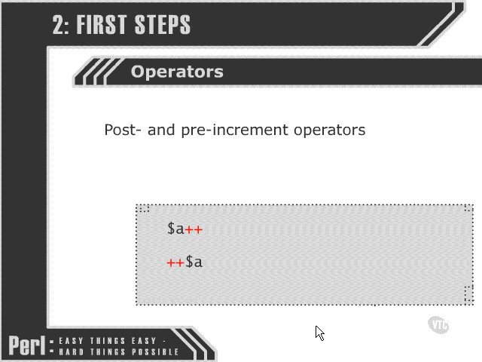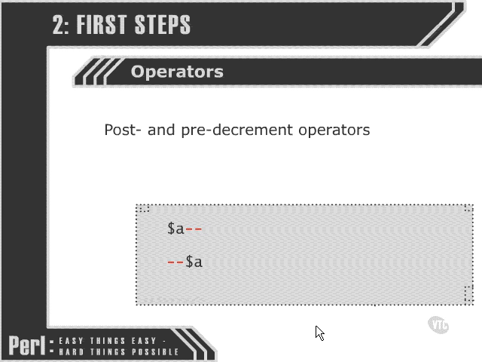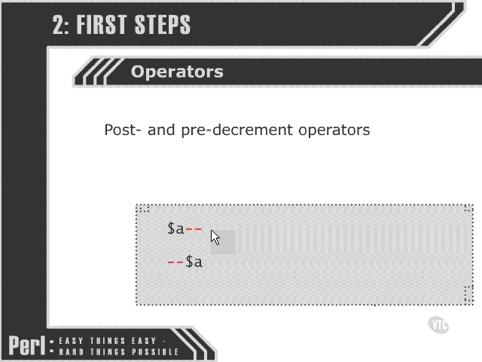We can also use the decrement operators, and these do exactly the same as the increment operators, except instead of adding one, they take one away. The post and pre work in exactly the same way. So if we say a minus minus, that decrement is going to take place after whatever the statement is has been evaluated. Whereas here, the first thing that happens is that we take 1 away from the variable a, and then we execute the whole statement, whatever that happens to be.